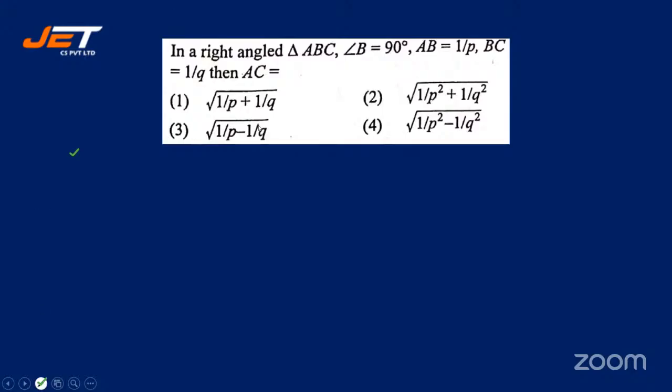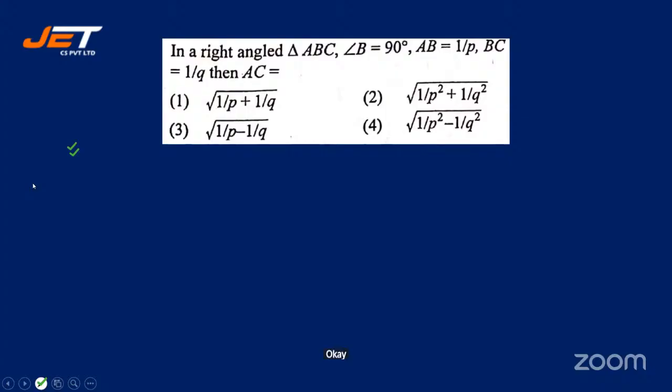All right. Now let's move on to the next question. Here goes. In a right angle triangle ABC, angle B is equal to 90 degrees. AB is 1 by P, BC is 1 by Q. Then what is AC? I'm sure you can give me the answer. Quickly work it out and then give me the answer.